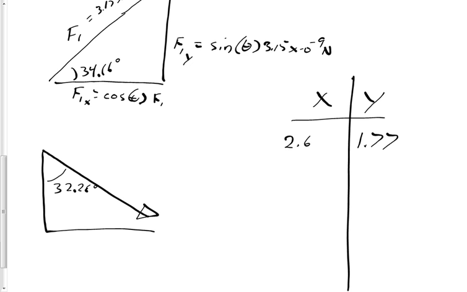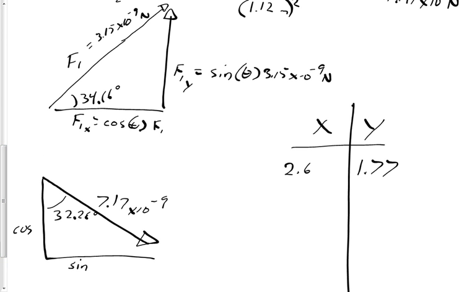Again, I'm going to use the sine to find the x component. That'll be times the 7.17 times 10 to the negative 9th. And I'm going to use cosine here for the y component. And let's see what that will give me. That will give me 3.83 and negative 6.06 respectively. I'm going to add those up, and again, this is for force 1 and force 2, or charge 1 and charge 2 respectively.